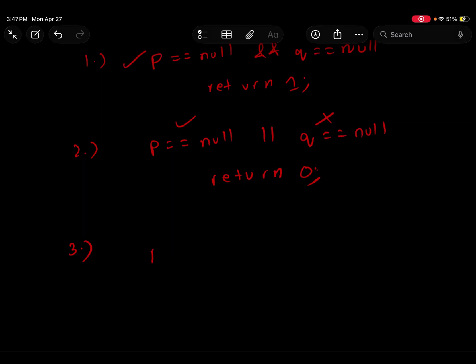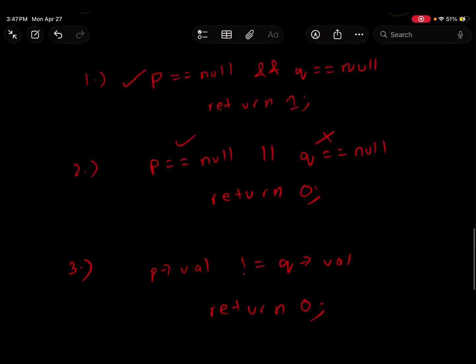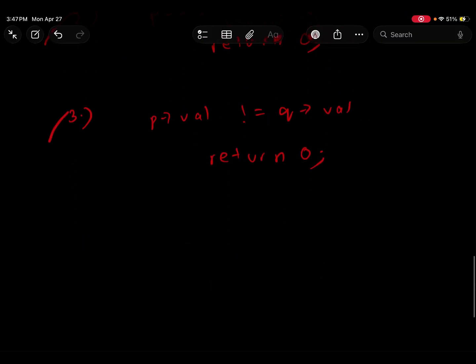Now the third base case is if P arrow val does not match Q arrow val, right? This means again that these are two different tree structures. This is like a word puzzle or tongue twister. Sorry. Okay, now these are the base cases, right? 1, 2, 3. Now we need to figure out the recursive solution part.